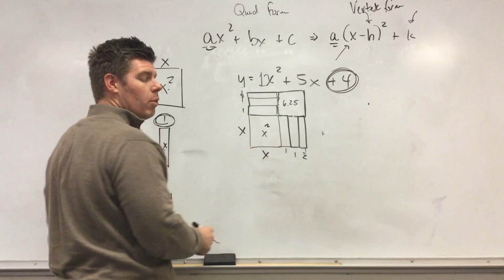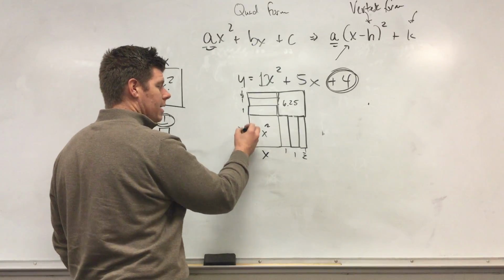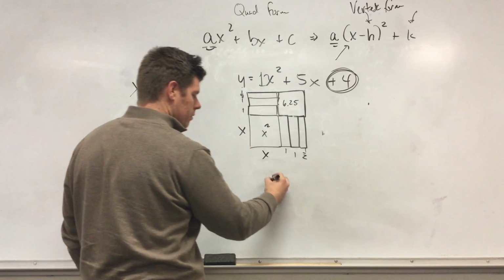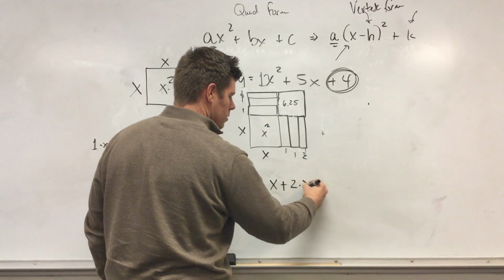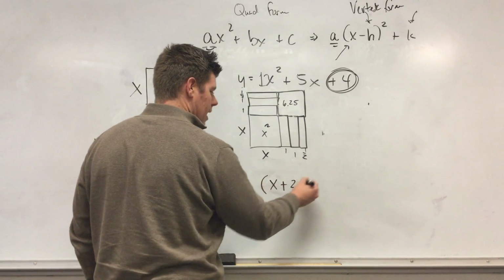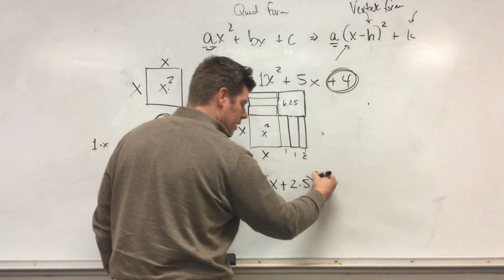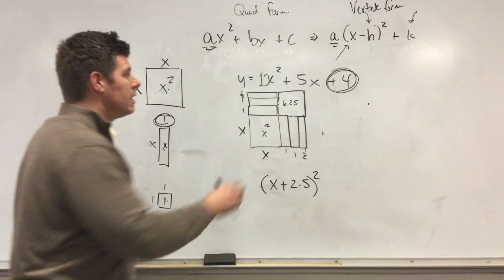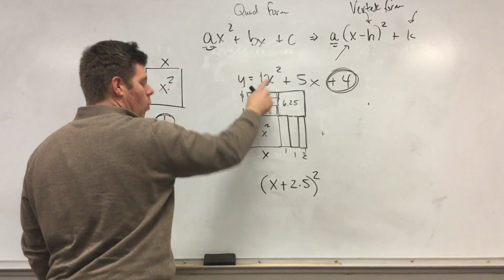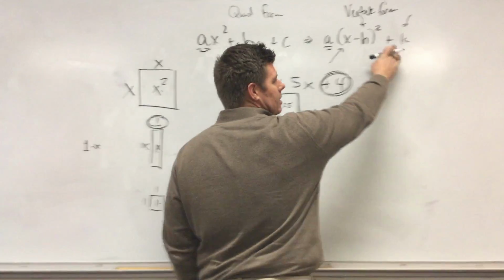One, I'm going to say what my square is. My square's dimensions are x plus 2.5. So x plus 2.5, right? And it's a square. So it's x plus 2.5 times x plus 2.5. So there's your square. Okay? The leading coefficient a was 1. So this is a 1 out here. All right? Now the question is how do I get this plus k?